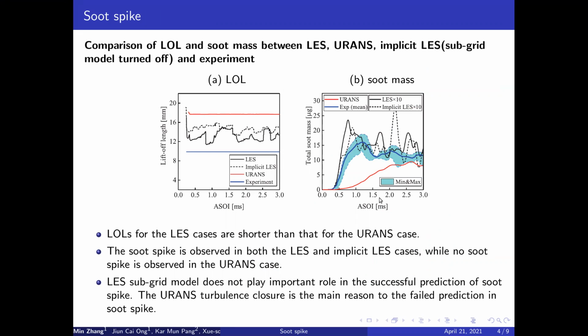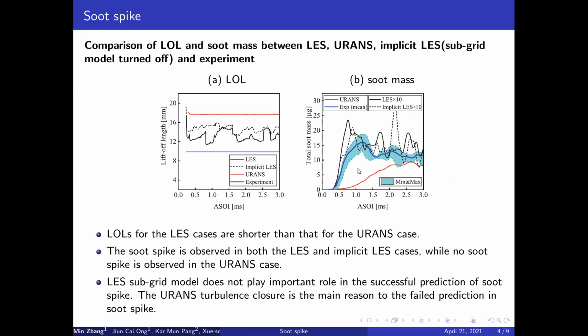Here we did a comparison of lift of flame and soot mass between LES, URANS, in-place LES, and experiment. For the lift of flame, we can see that the lift of flame in the LES case are shorter than that for the URANS case. And if we look at the right picture, we can see the soot spec in both the LES and the in-place LES cases. But we cannot see that in the URANS cases.